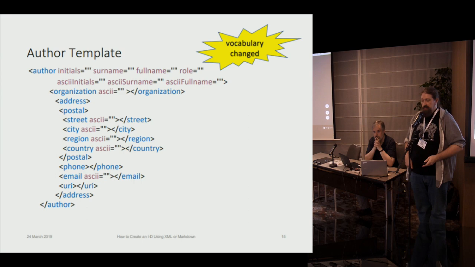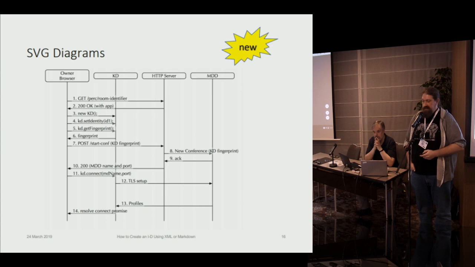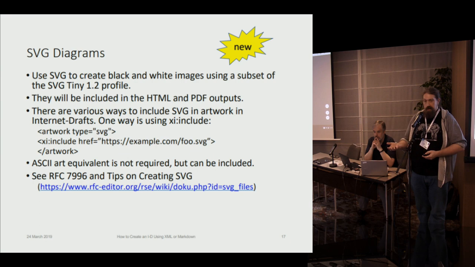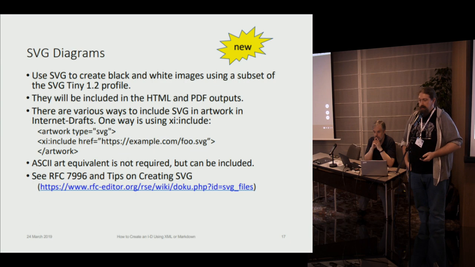So as we said, there's support for SVG diagrams. Here's one generated probably from something like PlantUML that can spit out SVGs. And like I said, you can use them. They need to be black and white images and a subset of the SVG Tiny profile. They will be included in your HTML and PDF. And as I said, all current browsers know how to render these.